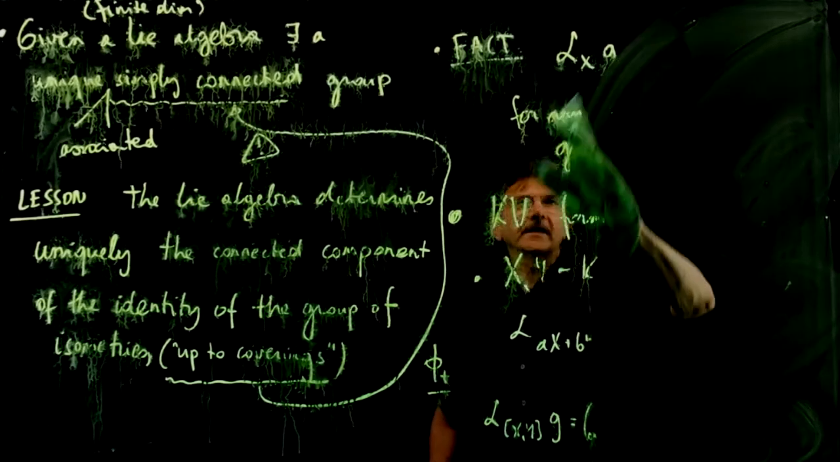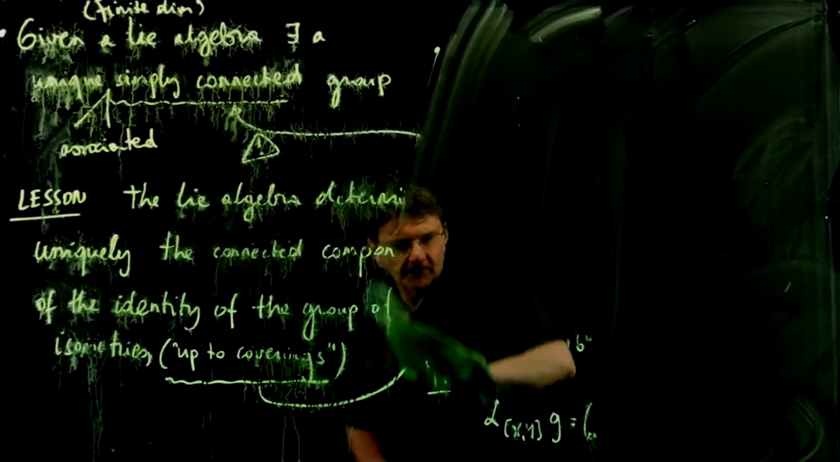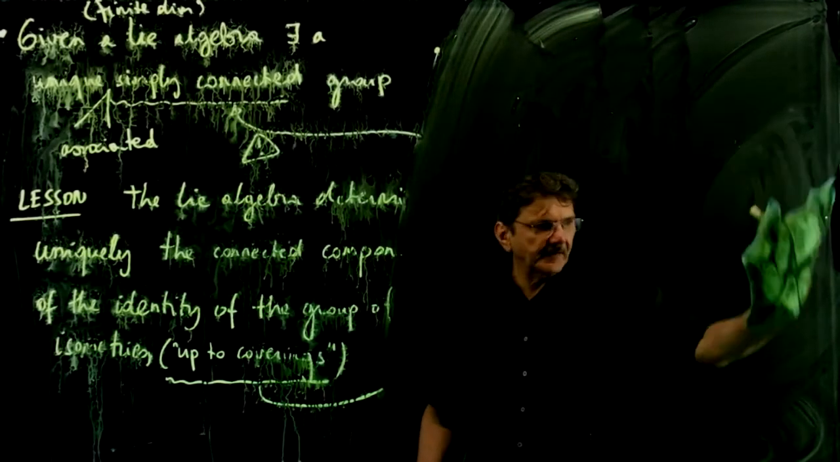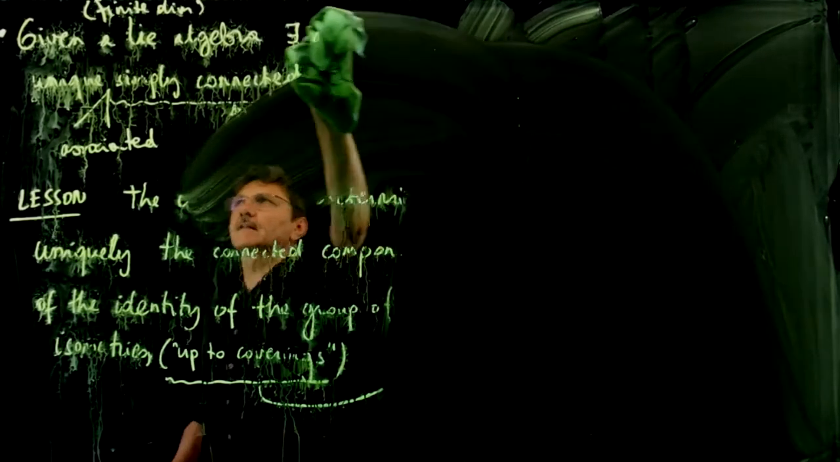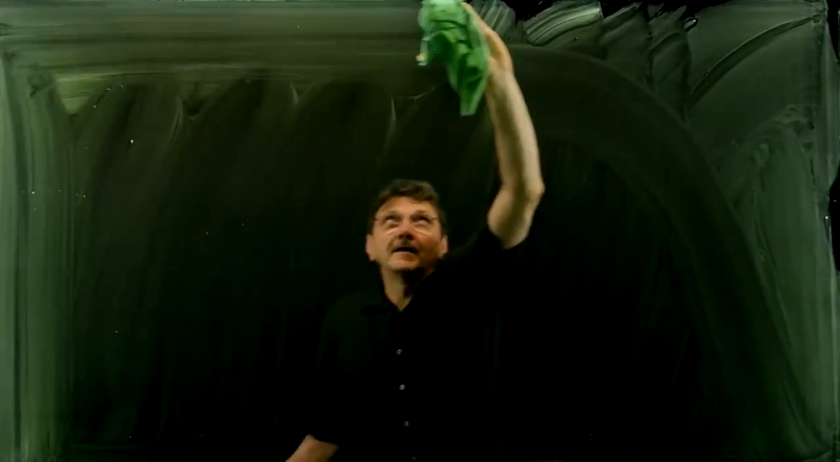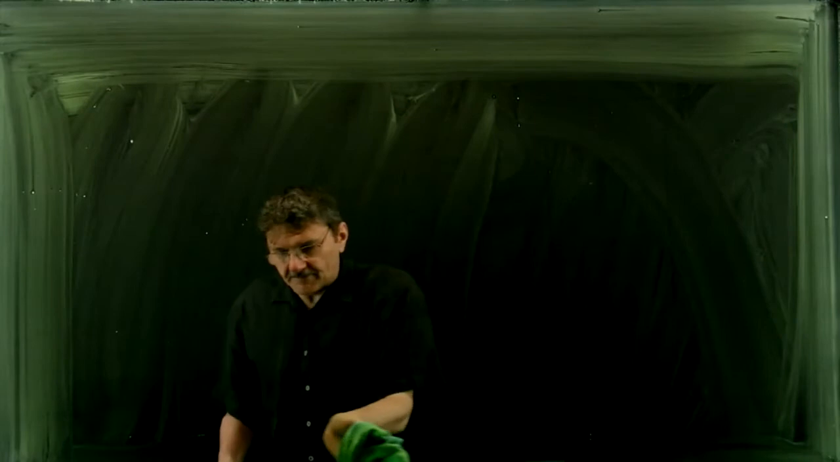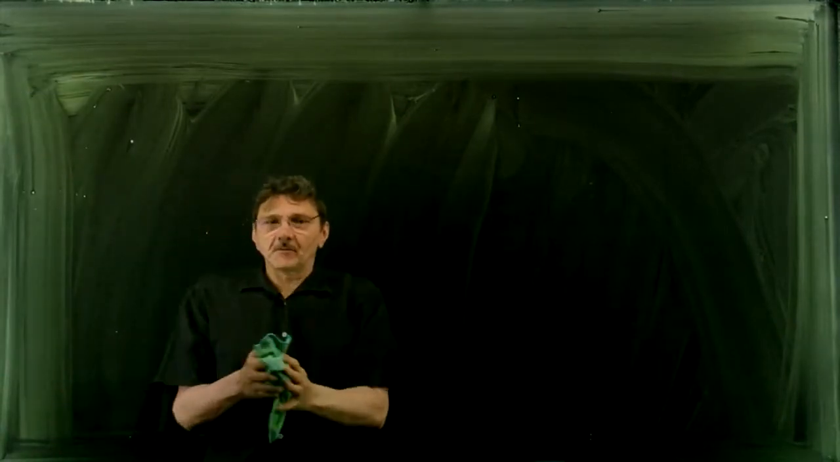So just again, let's make it clear. What we're going to do is to study now the set of Killing vectors, the Lie algebra of Killing vectors, its properties, and this will allow us to understand isometry groups. Why are we interested in isometry groups?